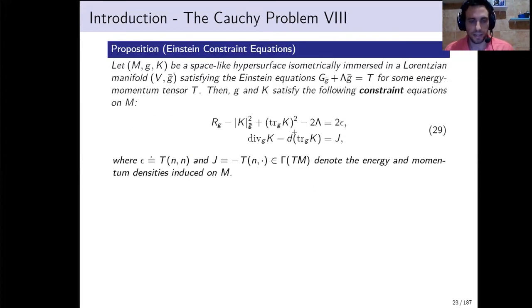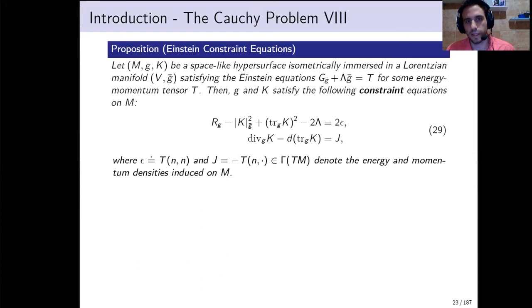And in fact, the constraints that they pose are explicitly given by this proposition. So the idea is that if we have a space-like hypersurface isometrically immersed in a Lorentzian manifold satisfying the Einstein equations, here we assume that we may have some source and also some cosmological constant, then G and K are subject to these constraints that we will still refer to as the Gauss-Codazzi constraint equations. Here, this defines the induced energy density, and this defines the induced momentum density by the energy momentum tensor field.